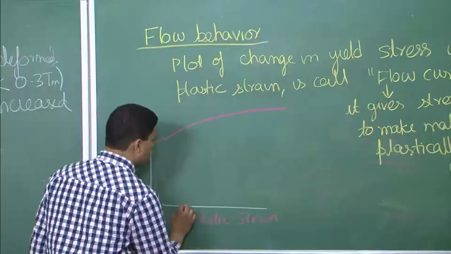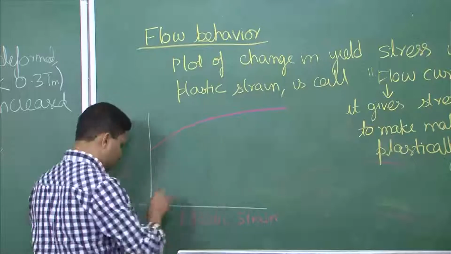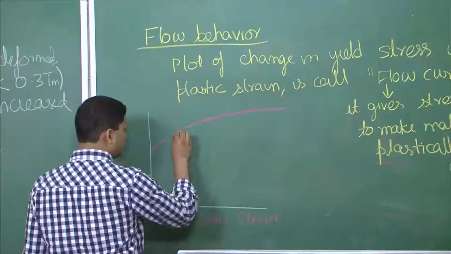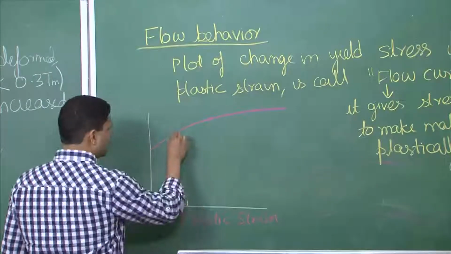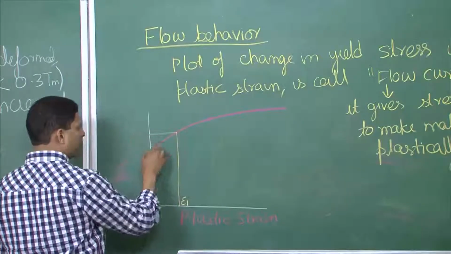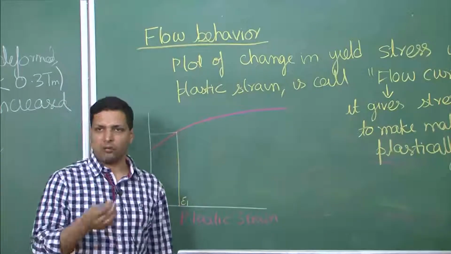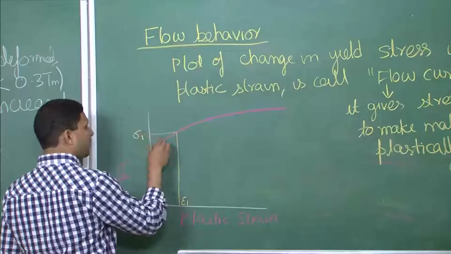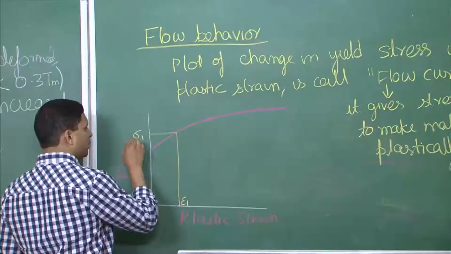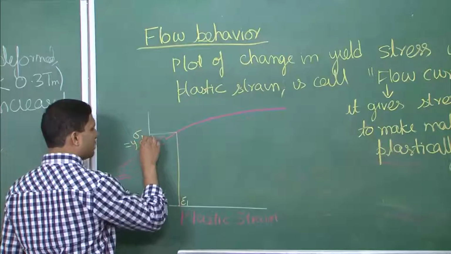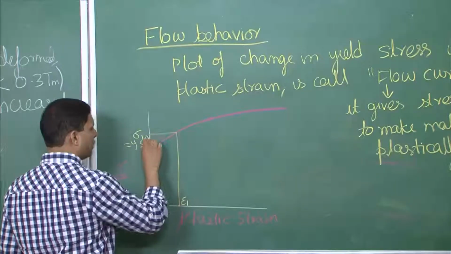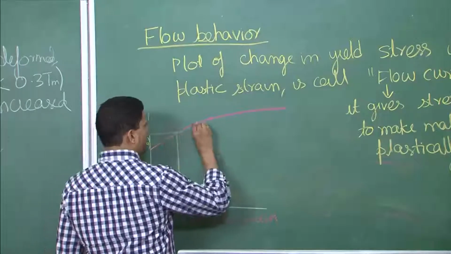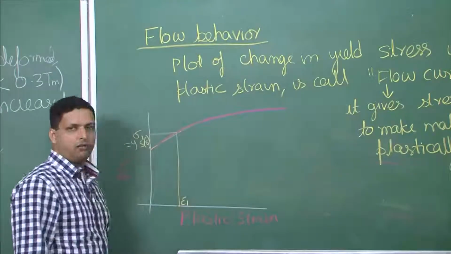So, let us say you have deformed the material up to this point, strain 1. So, there will be a stress required to deform the material beyond this strain, and that will be, let us say, sigma 1, which is nothing but the yield stress at that point. So, sigma 1 is nothing but yield stress at strain 1. Now, what is the form of this equation? That will be very helpful for us.